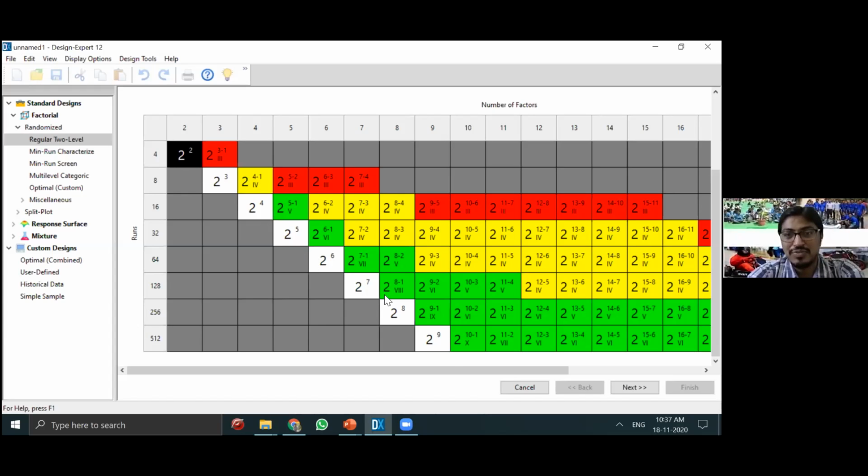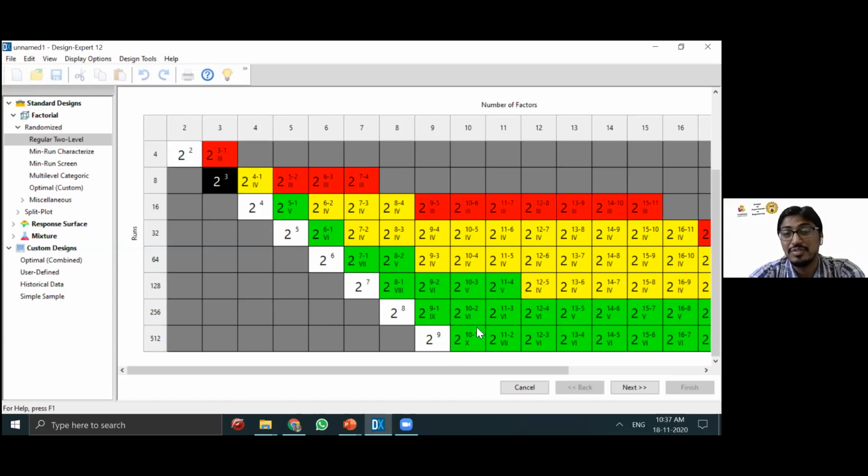So if you want to do full factorial, go with these white lines. This black one is actually the one selected. So if I click on it, it is selected. If I click here also, it is selected. So this black one is this one. This is the highest resolution in fractional factorial, green. Try to avoid it. And yellow also, if possible, try to avoid it.